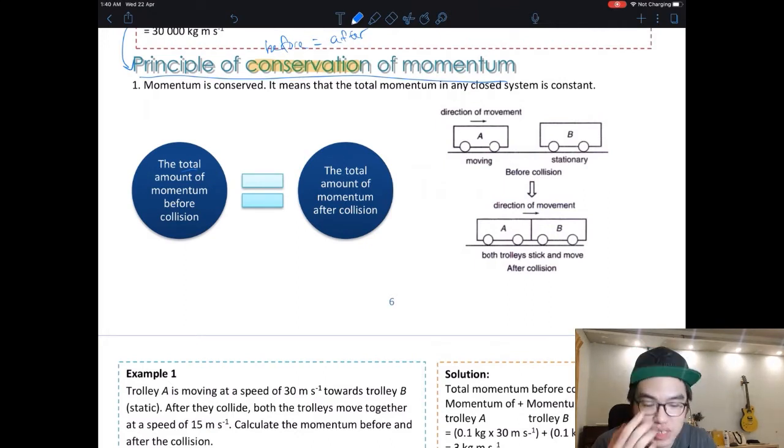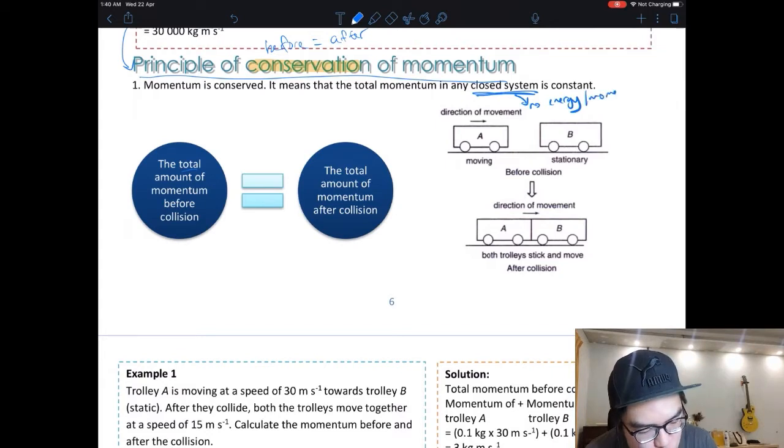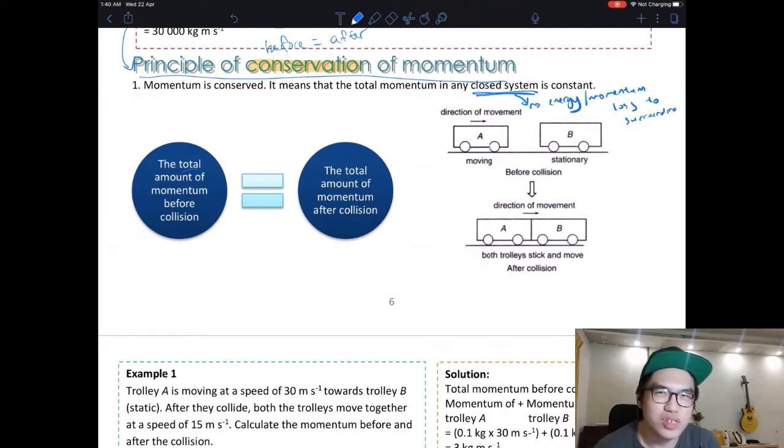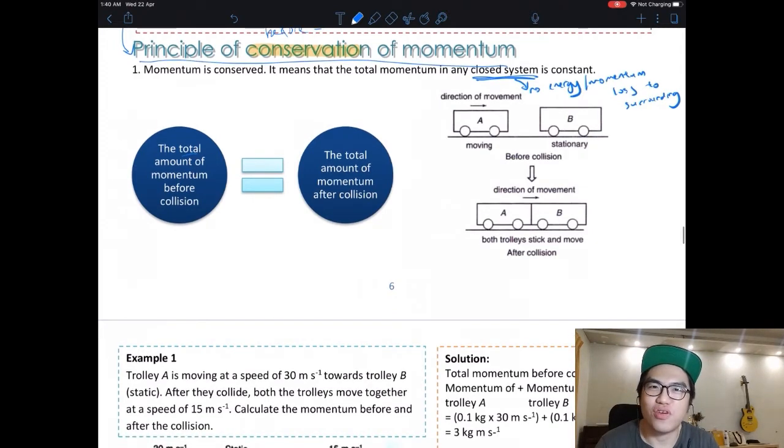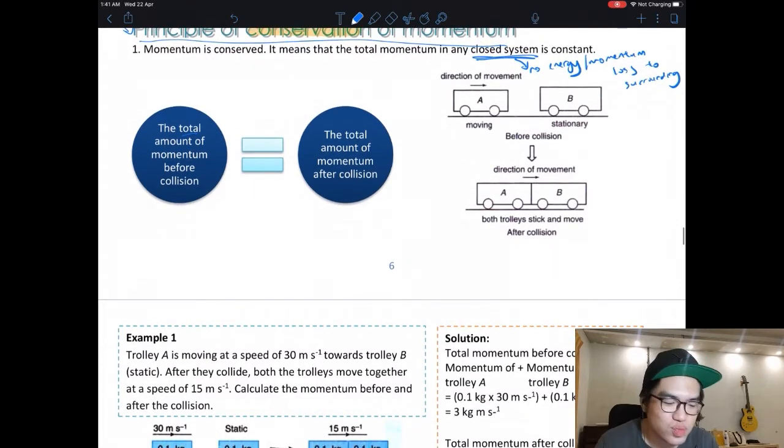What does it mean by closed system? Closed system means no energy or momentum loss to the surrounding. That is assuming a perfect world. This is not possible in the real world, but for easier calculation, we just assume everything is a closed system.